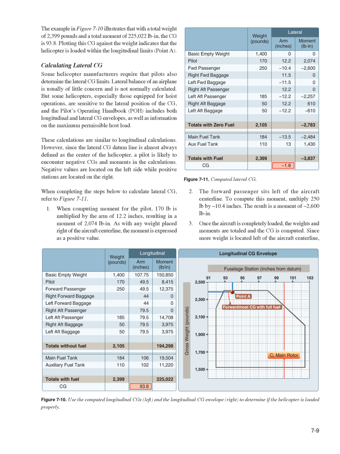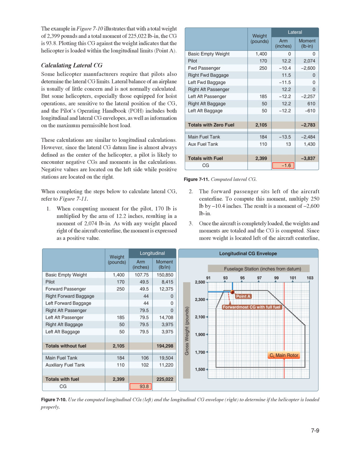1. When computing moment for the pilot, 170 pounds is multiplied by the arm of 12.2 inches, resulting in a moment of 2,074 pound-inches. As with any weight placed right of the aircraft centerline, the moment is expressed as a positive value. 2. The forward passenger sits left of the aircraft centerline. To compute this moment, multiply 250 pounds by minus 10.4 inches. The result is a moment of minus 2,600 pound-inches.